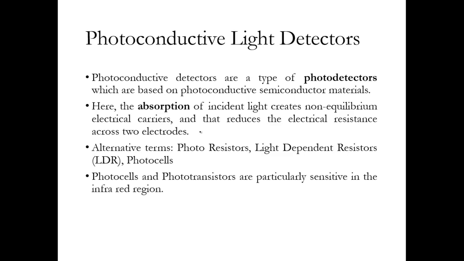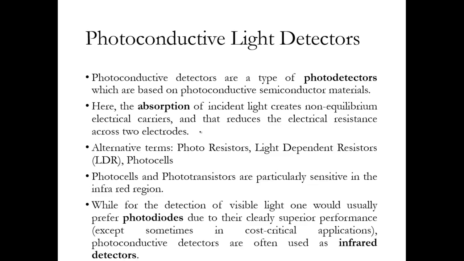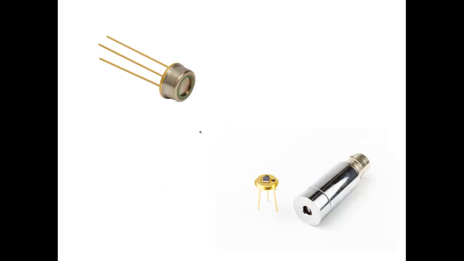Now they are particularly sensitive in the infrared region, and for detection of visible light one would usually prefer photodiodes due to their clearly superior performance, but photoconductive detectors are often used as infrared detectors because they are particularly sensitive in the infrared region. This is how it looks in practice. These are the LDRs. As the light is incident on them, the resistivity changes, and accordingly this can be picked up by a similar Wheatstone bridge, and you can calculate the intensity of light.